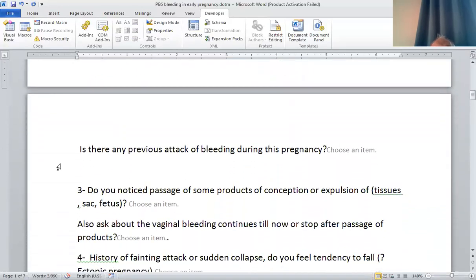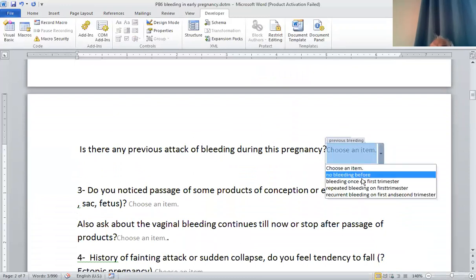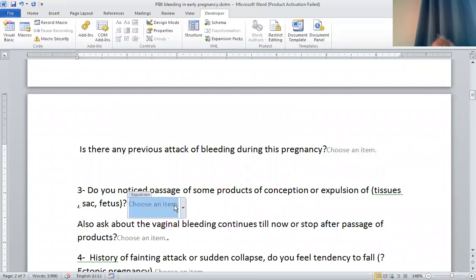And we will ask if she has had any previous attack of bleeding before this one, or repeated bleeding. We will ask if she noticed the expulsion of any tissue with the blood, such as a sac, fetus, placenta, or fetus only.